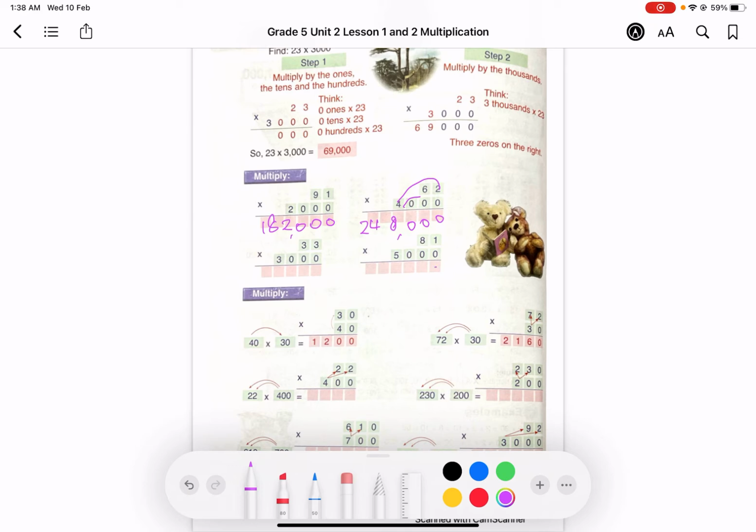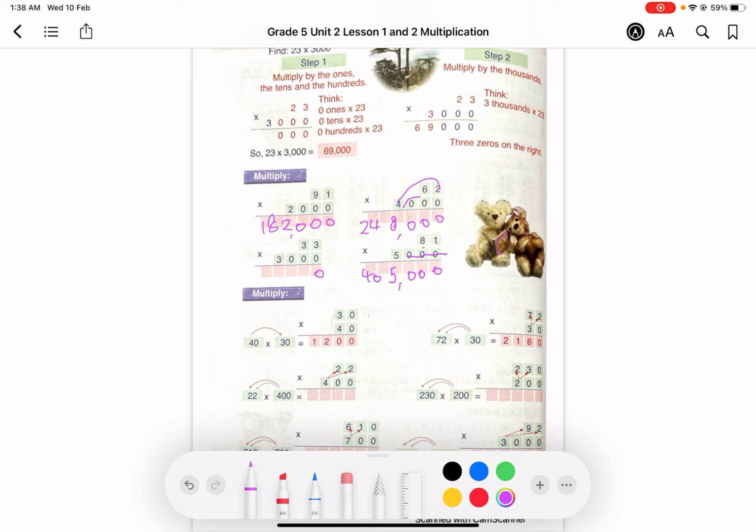Okay, here, how many zeros will I drop? Yes, you are correct, 3 zeros. When you drop these zeros, now the 5 should be multiplied by 1, and the 5 should be multiplied by 8. 5 by 1 is 5, and 5 by 8, how much? Yes, you are correct, it's 40. Now, read the number. It is 405,000.